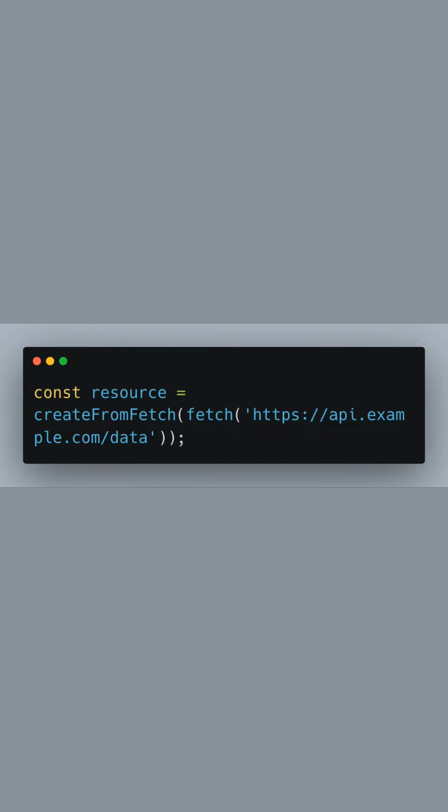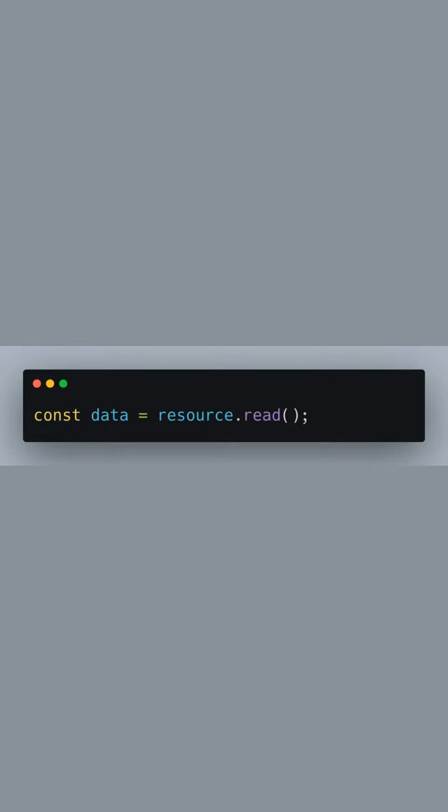Inside our ServerComponent, we declare a constant called resource. We assign to it the result of calling createFromFetch with the fetch API, pointing to our external data endpoint. createFromFetch turns the fetch call into a resource that React knows how to use for suspending and resuming rendering. Next, we attempt to read the data from the resource using the read method.